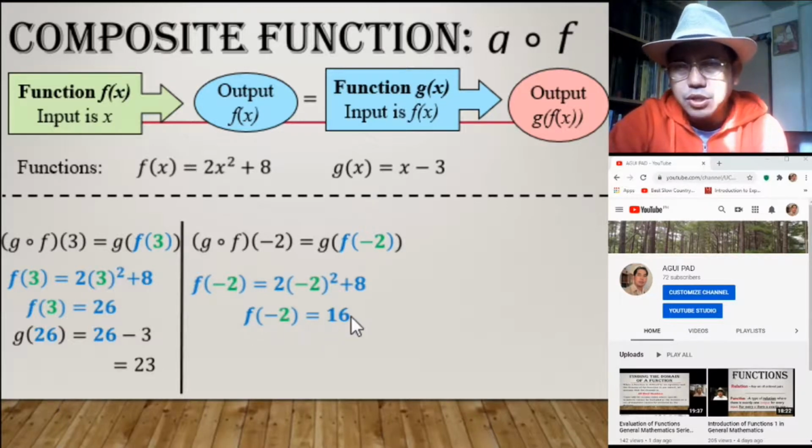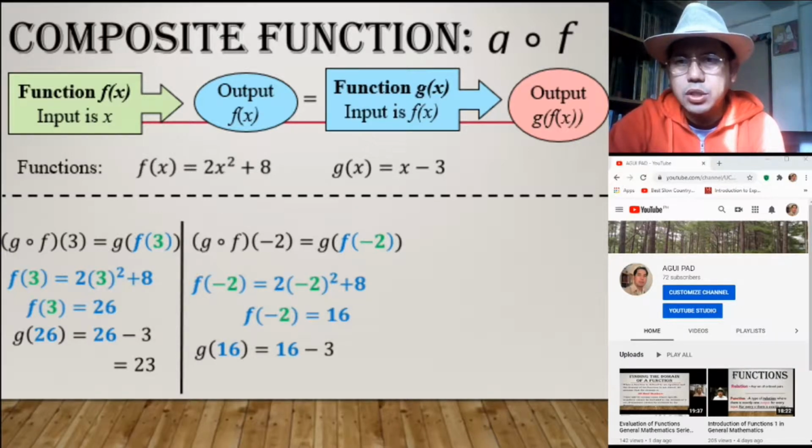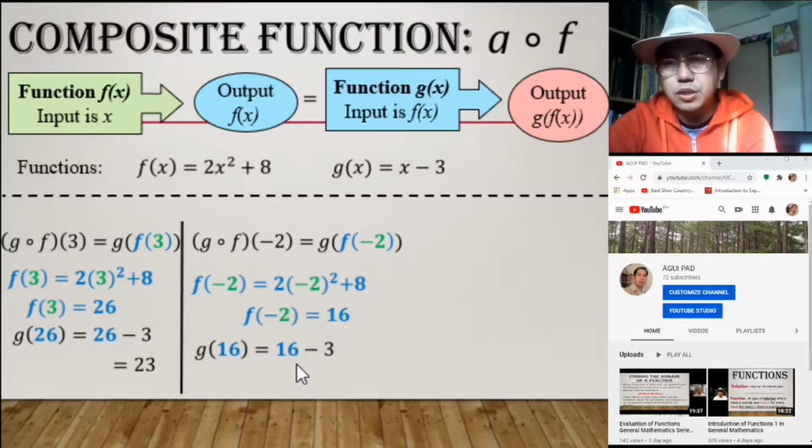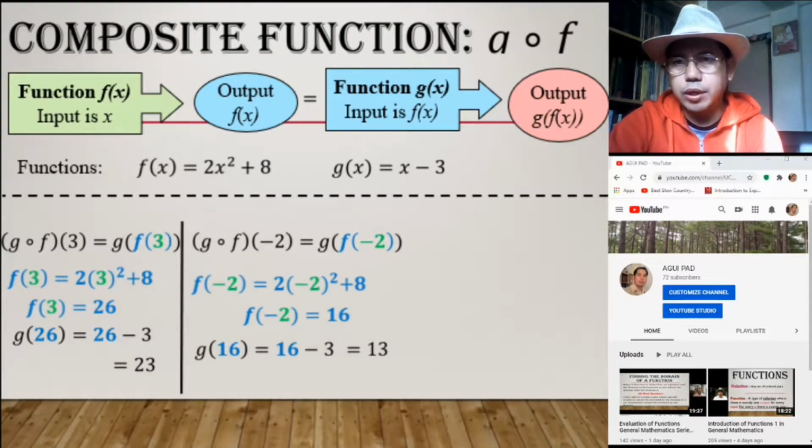The result of the first function will be given as the input of the second function. So you notice in here the g of x is equal to x minus 3 will already be evaluated by 16. So g of 16 is equal to 16 minus 3. And what would be the result? G of 16 will give you a result of 13. And so that is how to evaluate this second set of composition or composite function.